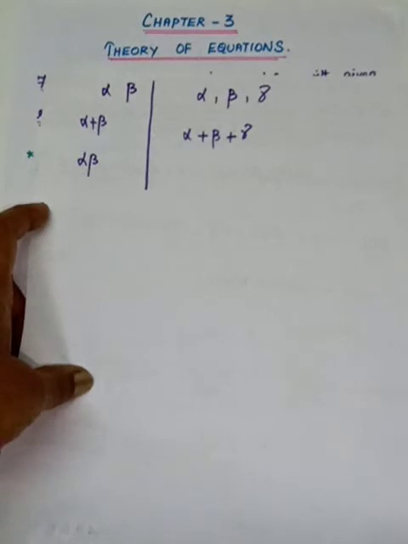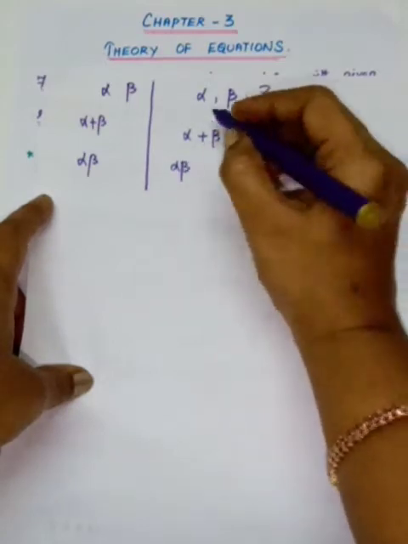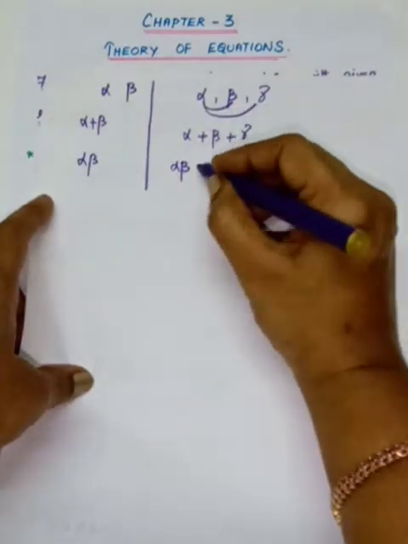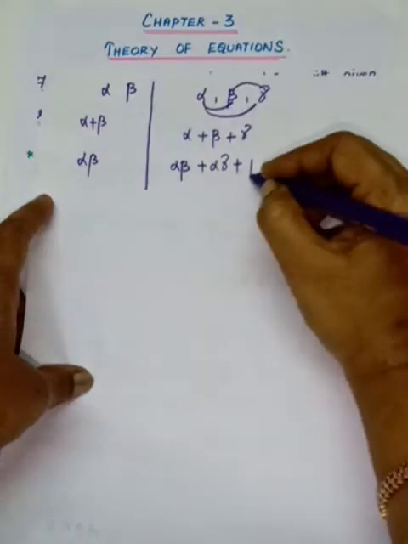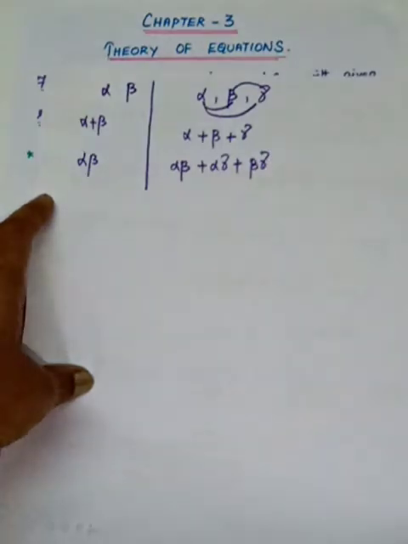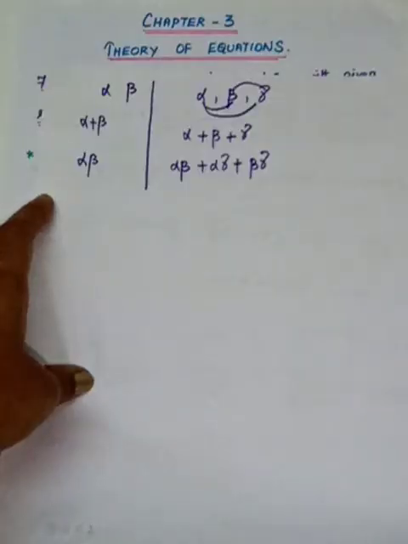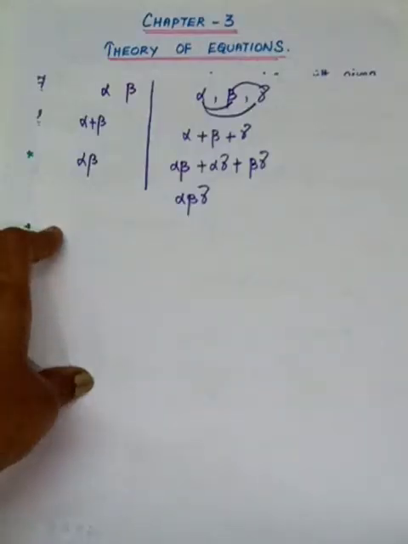Next, you have to take 2 roots at a time and take the product. So it is alpha beta, another possibility alpha gamma, plus next one beta gamma. So it's the sum of the product of 2 roots taken at a time. Next you have to take the product of 3 roots. So therefore it is alpha beta gamma. In this way you have to take.